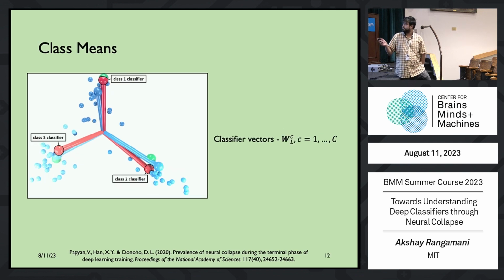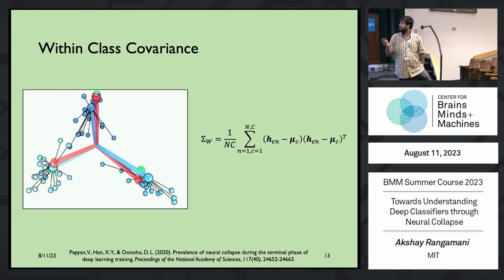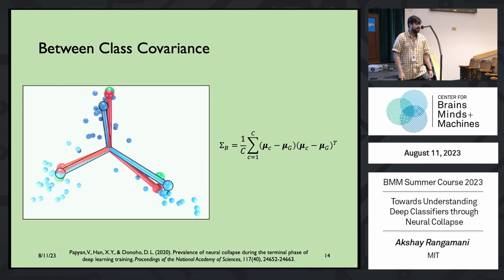Apart from the class means, we also have the classifier vectors. That's the red ball and stick. And we can define the second order statistics now. First we have the within class covariance, which is how spread apart individual feature vectors are within a class, how far they are spread around the mean. And then we also have the between class covariance, which is how far apart the mean vectors themselves are from each other.